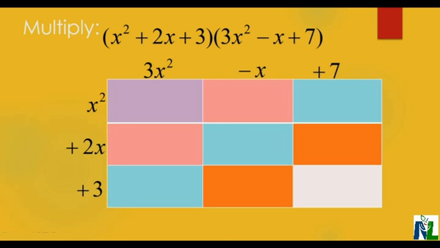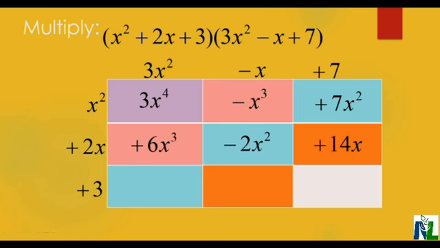This time we have 9 terms that we're going to actually multiply. The first block, we get 3x to the 4 power, and continuing on until all 9 blocks are completed. Our final solution comes when we arrange them in order of highest power on down to the constant term, keeping in mind our like terms.